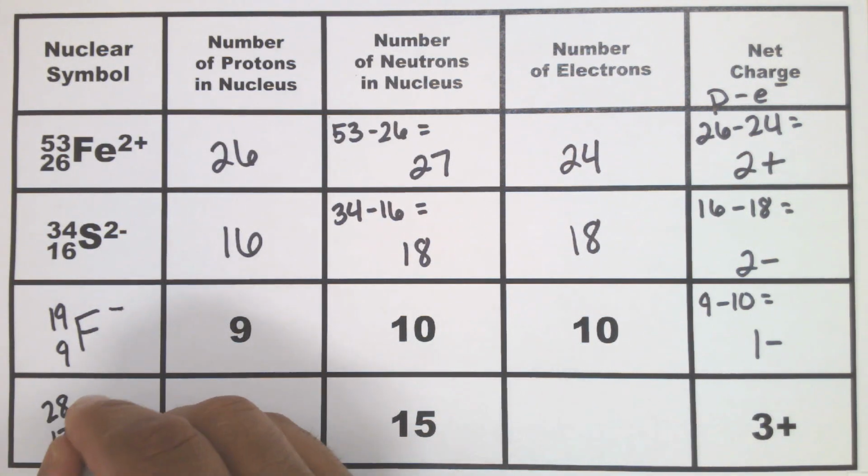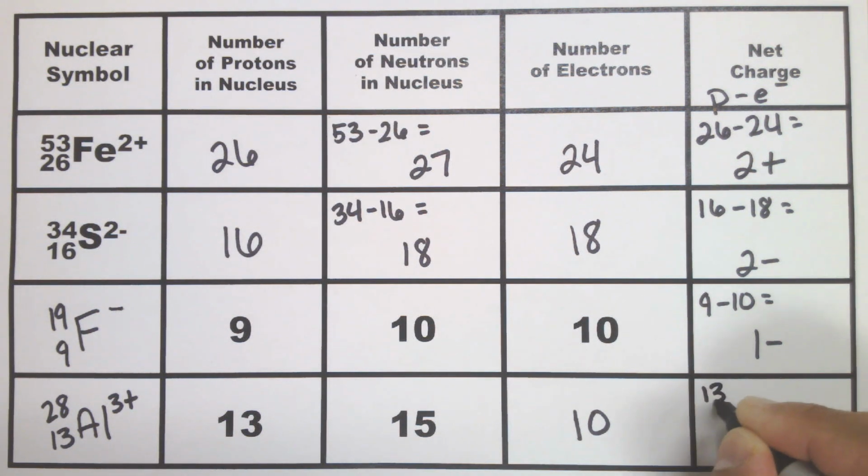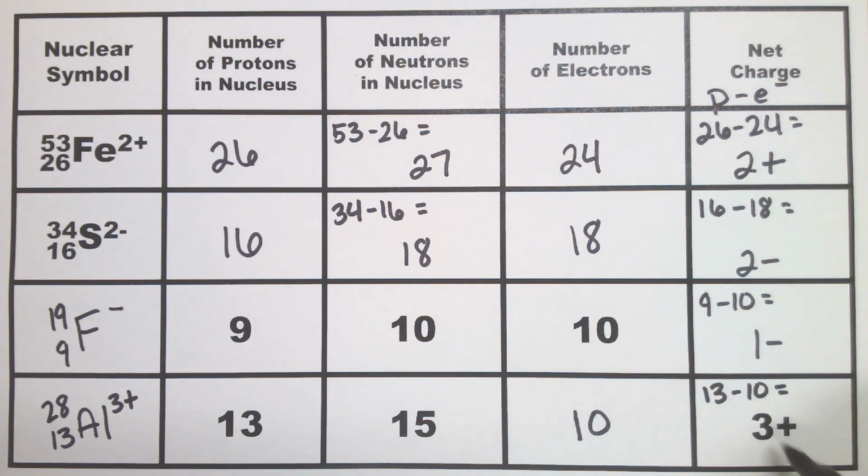And we know that the net charge is a 3 plus. So how many electrons? 3 plus net charge tells us there are 3 more protons than electrons. So there should be fewer electrons by 3. So 10 electrons. We can check our work. 13 minus 10 is 3 plus.